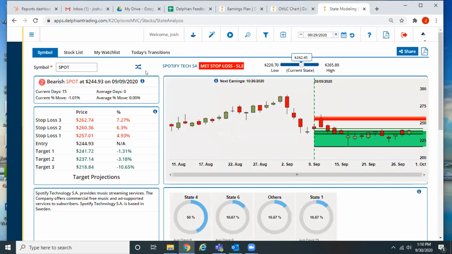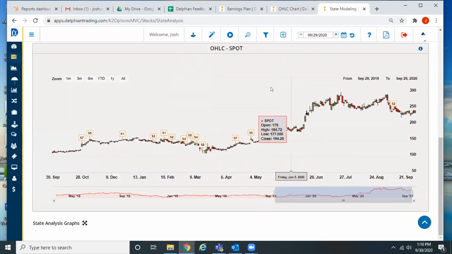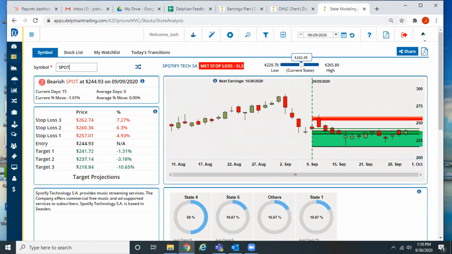Hopefully the system behaves here. So now we have Spotify in there, and it's done all the modeling, and so it's going to be a lot more coming in the very near future here.